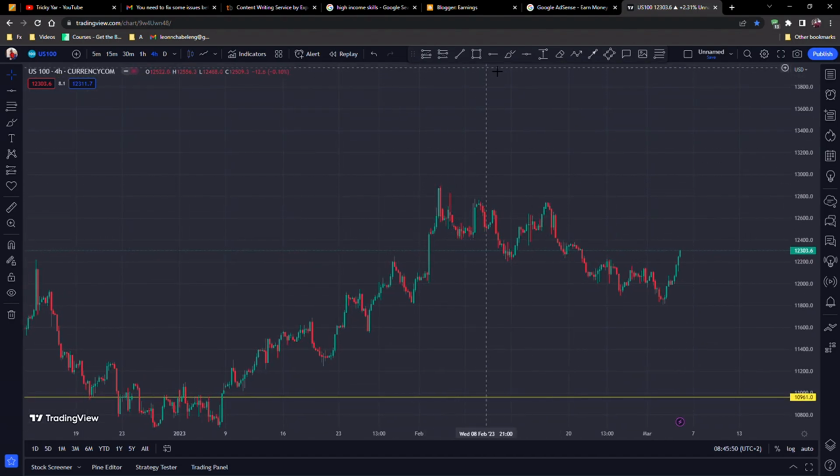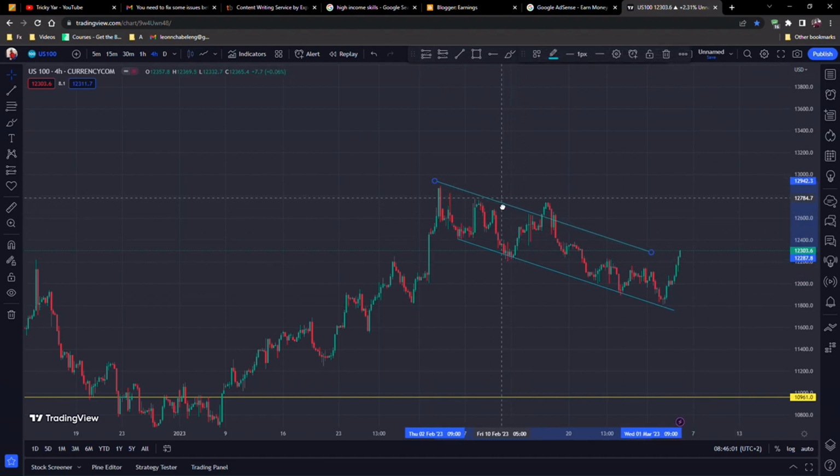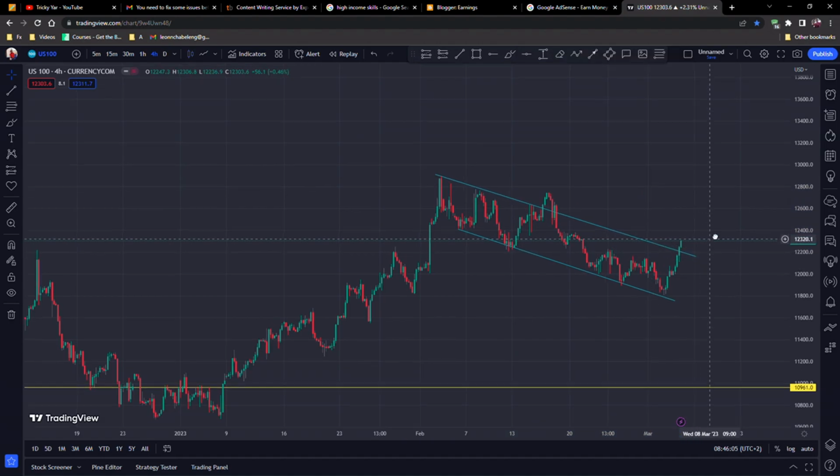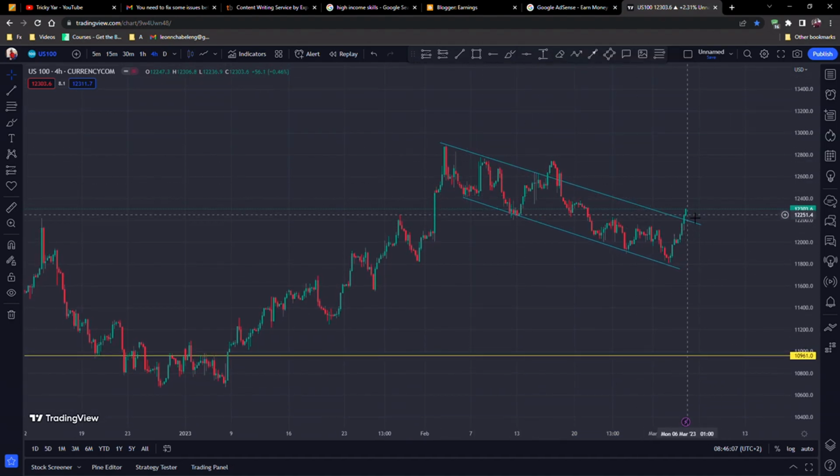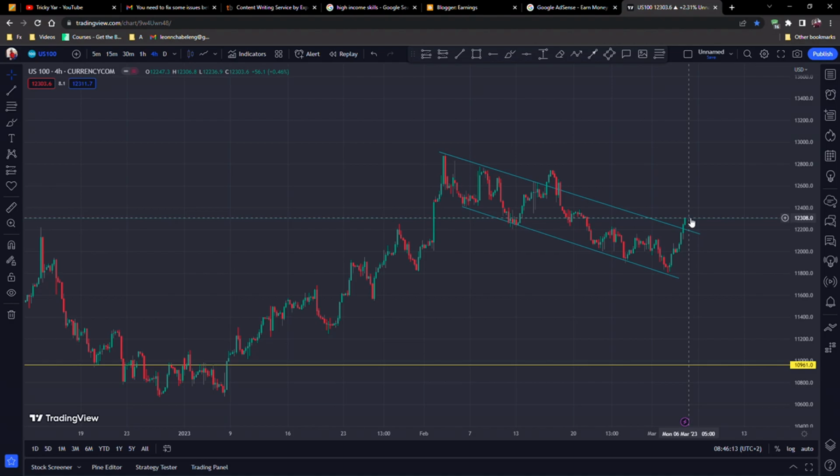On the 4-hour candlestick, you can see that we were still in that bullish movement, but the market was coming back, giving us a correction. Right, the market did give us a correction, and because of that correction, now we could be looking for the market going up. You can see that the market did break above and close above that correction or that downward trend line.